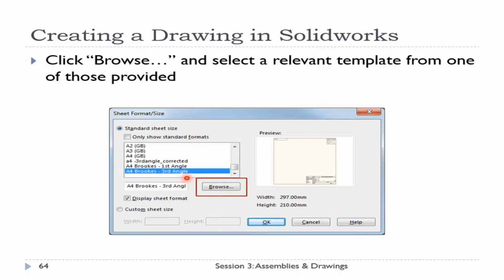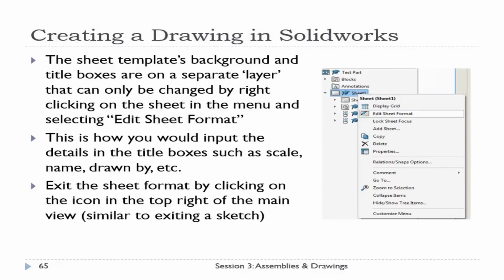So once you have created a new drawing, you'll be prompted to select the sheet format. So we will select the A4 Brooks third angle template. The sheet template's background and title box are on a separate layer. So that can only be changed by right-clicking on the sheet in the menu and selecting edit sheet format. So we will have a look at how we can do that.